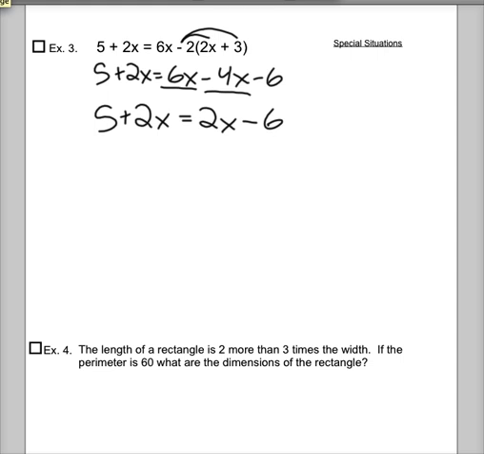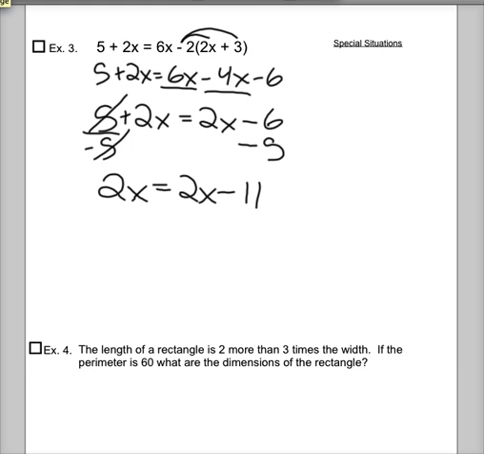Now this time I have a choice where I want to gather my variables and gather my constants. So there's no right or wrong way to do this. You just get to take your pick. So I'm going to focus on this 5. I want to move that 5 away from that x. So I'm going to subtract 5 from both sides. So I've removed the constant from that side of the equation.